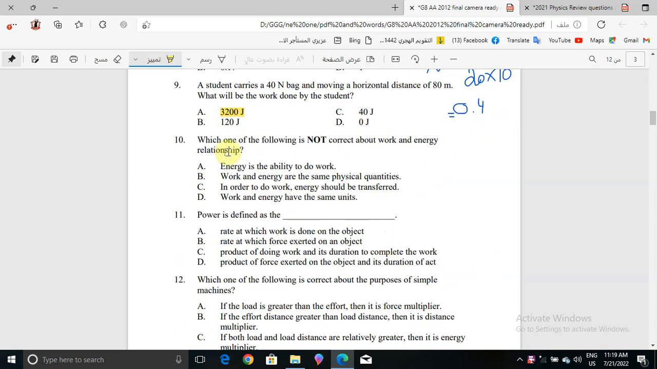Okay, now question number 10, which one of the following is not correct about work and energy relationship? Energy is the ability to do work. Work and energy are the same physical quantities.